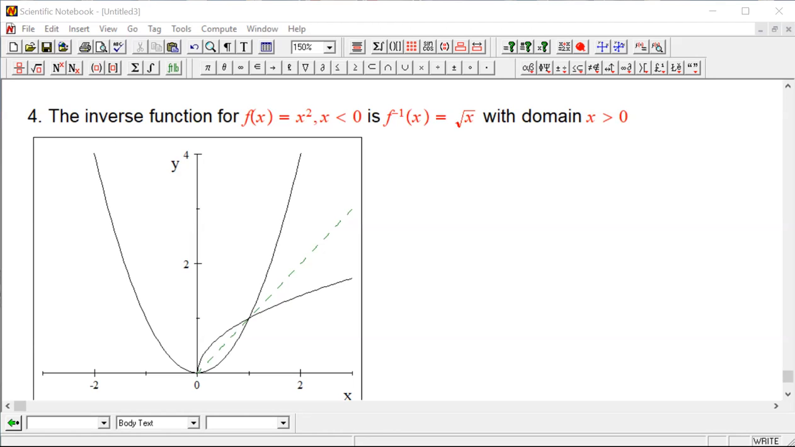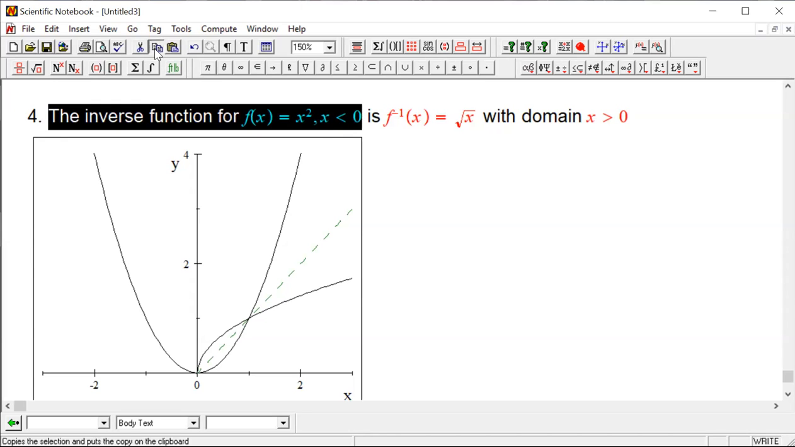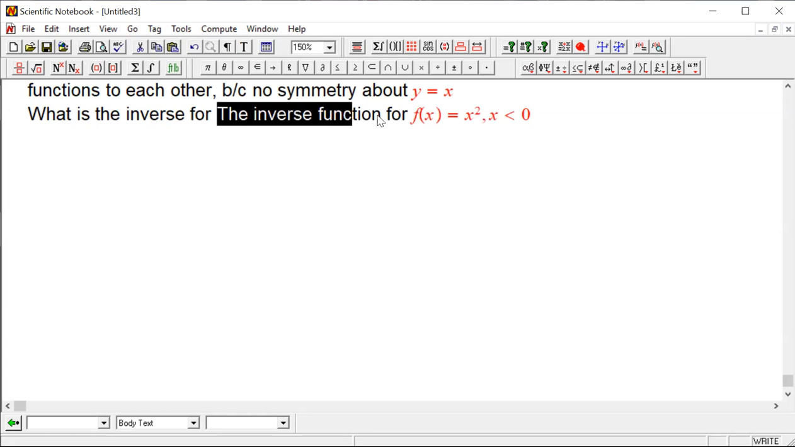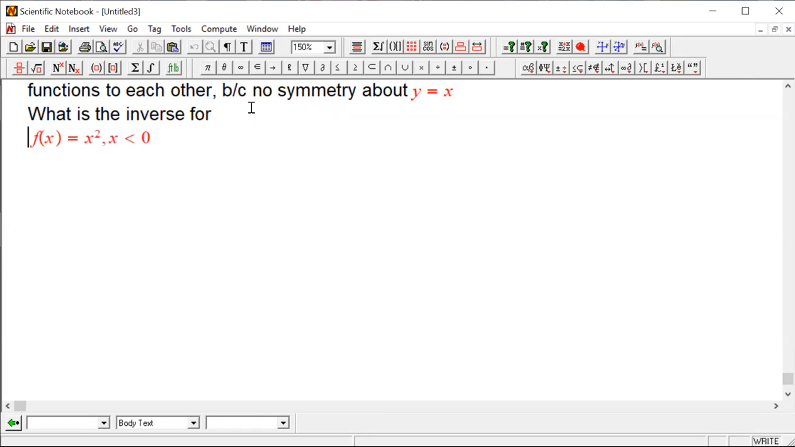Now the question is, if we go further, what is the inverse for it? So this is not the inverse. What is the inverse? This is actually your homework question. What is the inverse for this function? What is the inverse for that function?